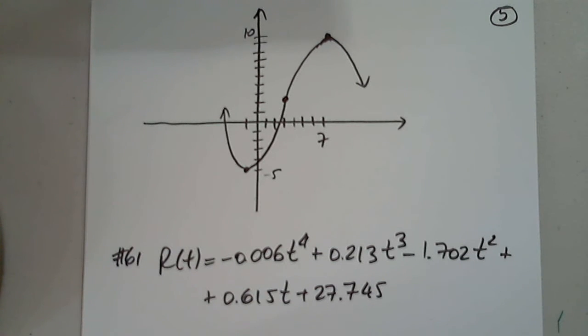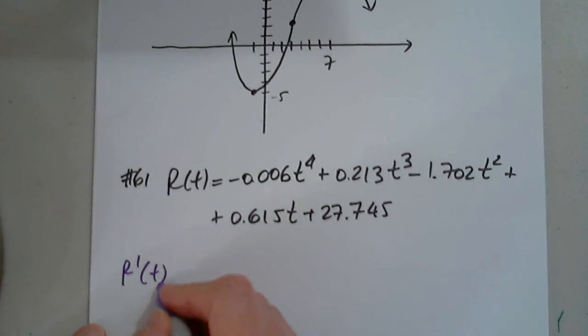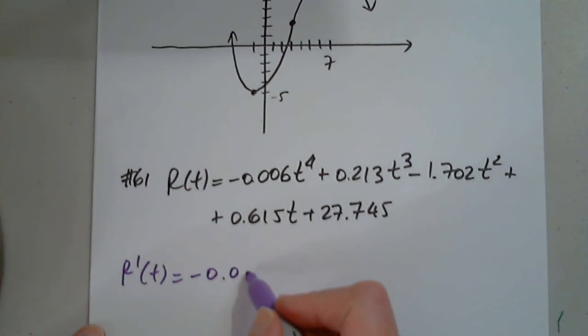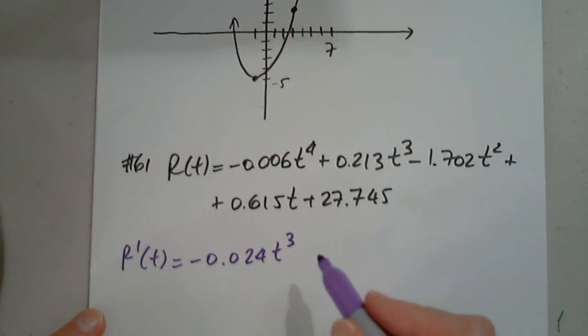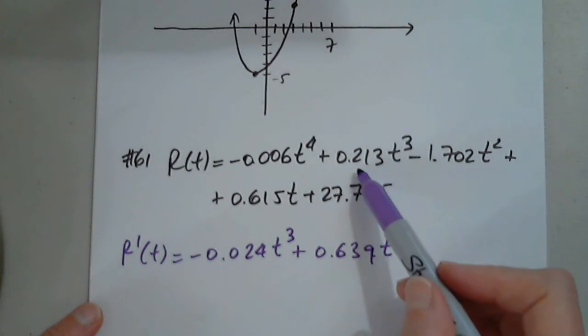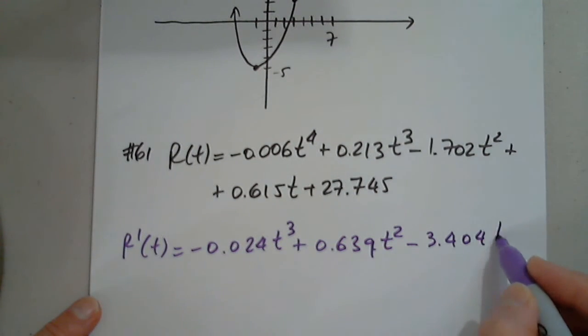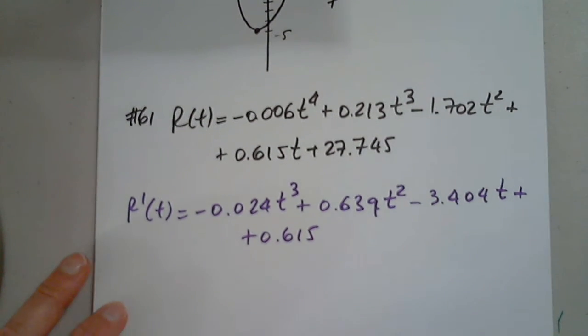Okay. In order to determine points of inflection, what do we need to do? We're not asked to graph. We're only asked to find points of inflection. Take the second derivative. Right, but first we have to go through the first derivative because we cannot jump directly. Very good. So then R prime, so 4, negative 0.024 t to the 3rd plus 0.639, make sure my numbers are okay, 639, yes, minus 3.404 t and plus 0.615. And now, only now, the second derivative. Let's take a look.